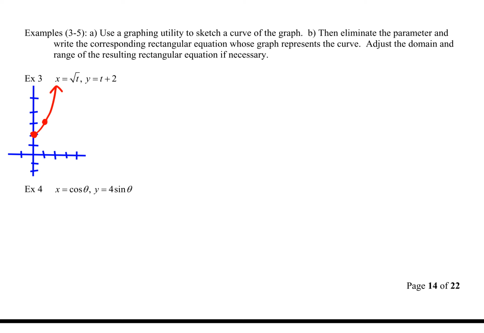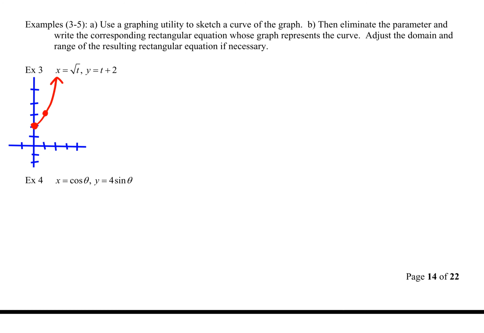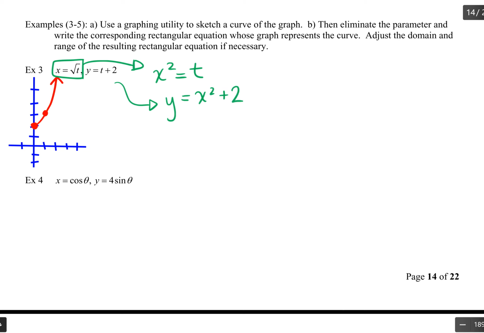And then we're going to eliminate the parameter. So to eliminate the parameter, that just means to eliminate the variable t from each of these equations. So I can solve for t in one equation. Okay, we're back. If I take the first equation here, x is equal to the square root of t, and I solve that for t, I'm going to get x squared is equal to t. And now I'm going to take that and plug it into my second equation. So y then is equal to x squared plus 2.